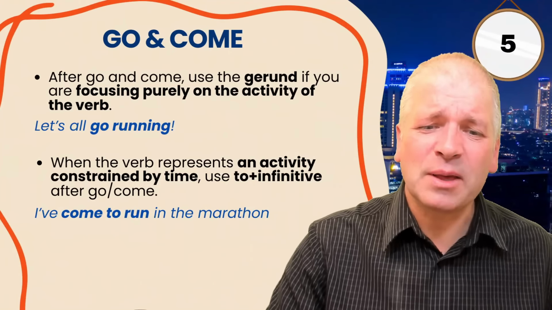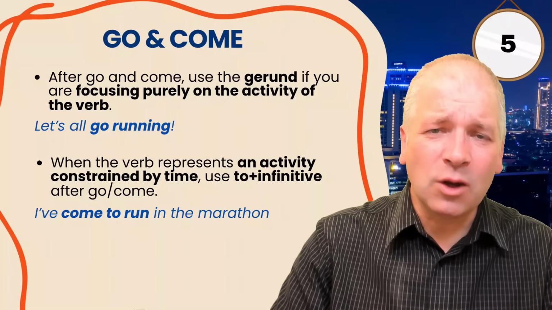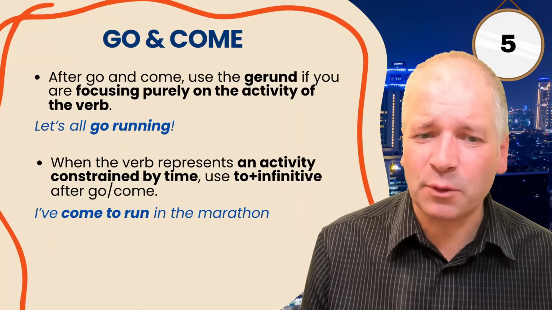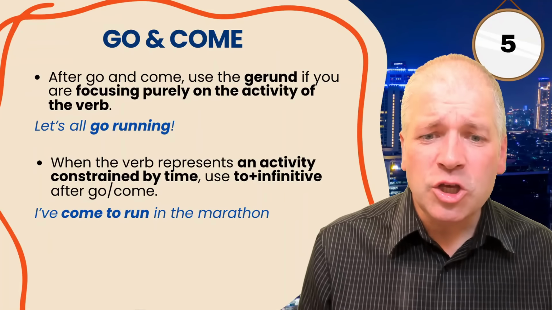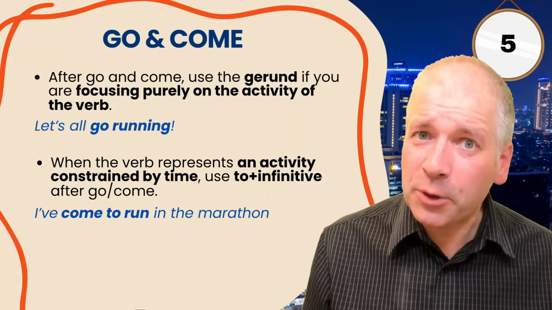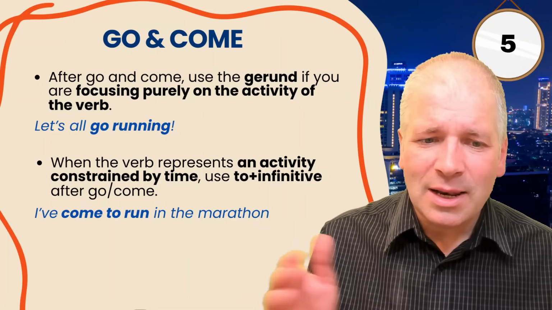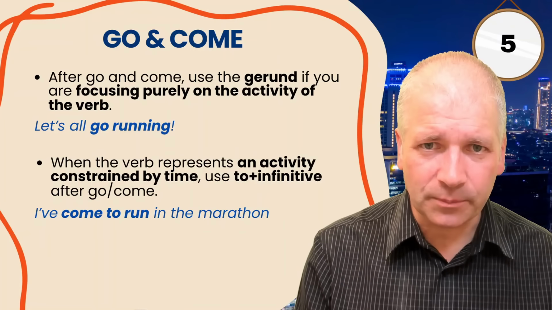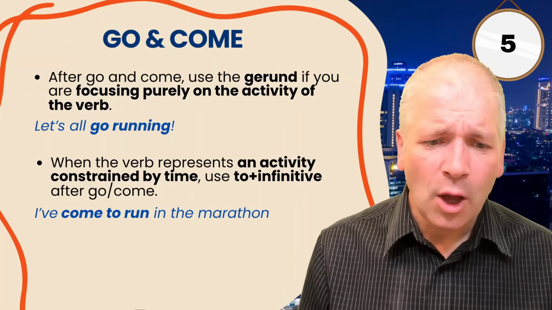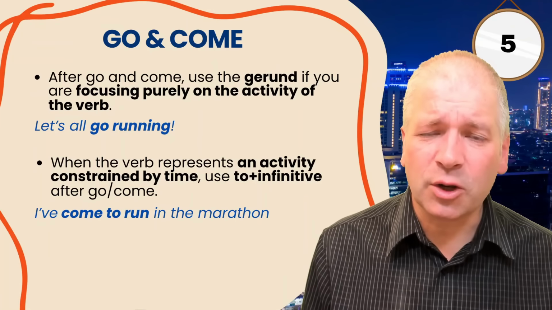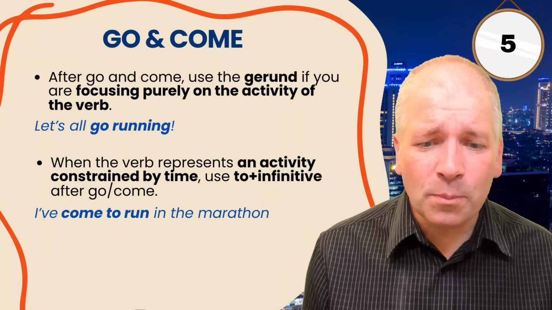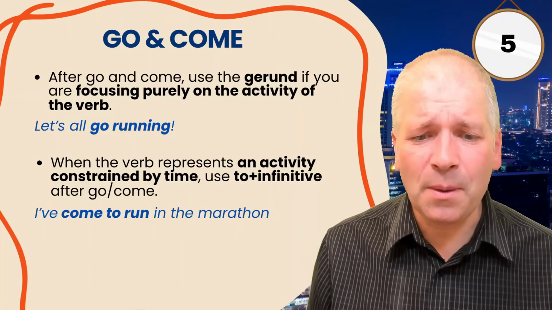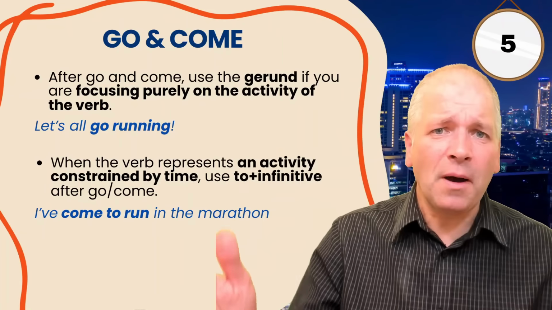Go and come have some similarities in the way that we can organise them in sentences. And they have some peculiarities that you need to know at an advanced level. After go and come, use the gerund if you are focusing purely on the activity of the verb. Let's all go running. So here the focus is on the activity running. But it's different in the next one. When the verb represents an activity constrained by time, use to plus infinitive after go or come. I've come to run in the marathon. So it's constrained by the marathon here.